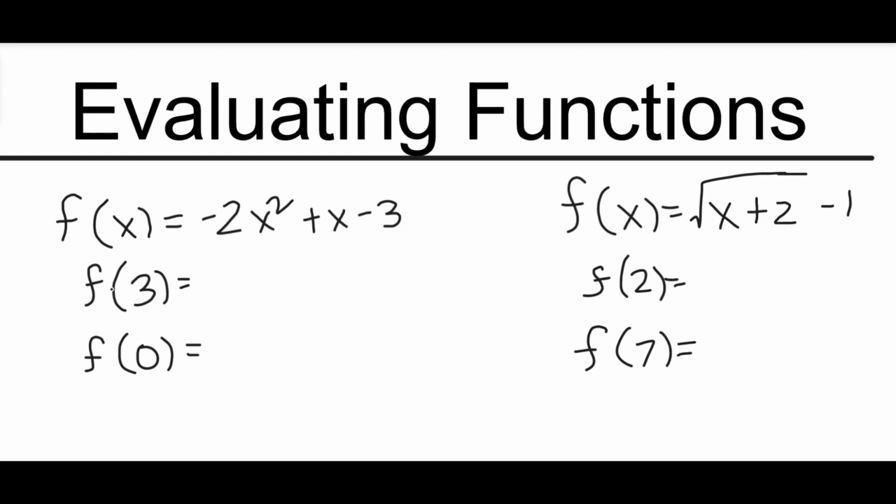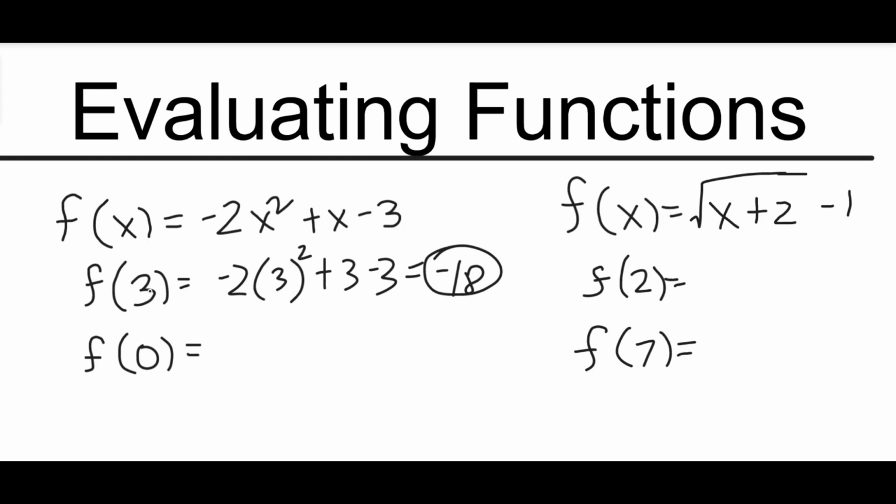What would be f of 3 given this? We will simply plug in 3 where all of the x's are, which gives us this, which gives us 3 minus 3 is 0, 3 squared is 9, times negative 2 is negative 18. That gives us f of 3 is equal to negative 18.